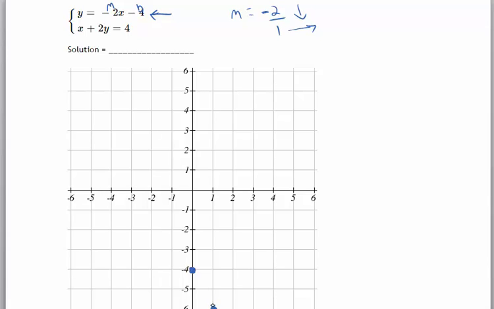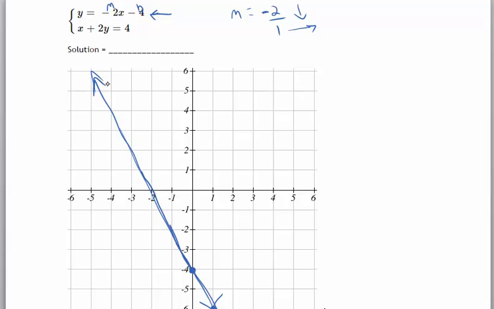So I do my best to draw a straight line. It should look something like that. Okay, should be a straight line. In my open math, that's a lot easier to do. Okay, so that's how you handle the first one.